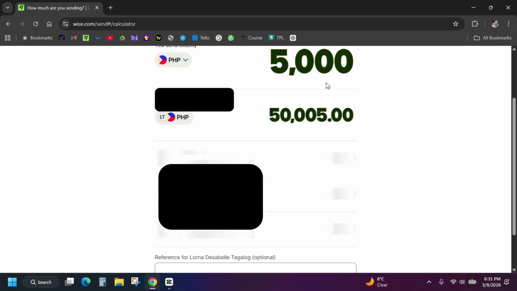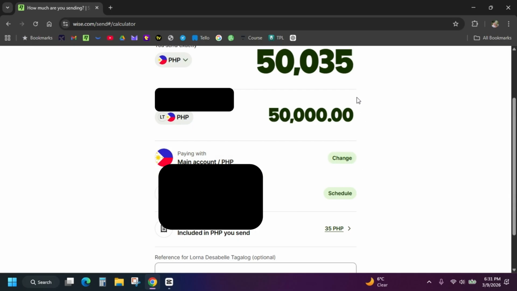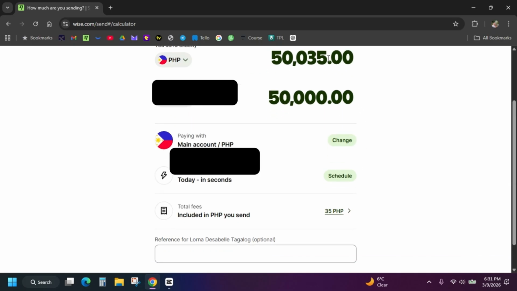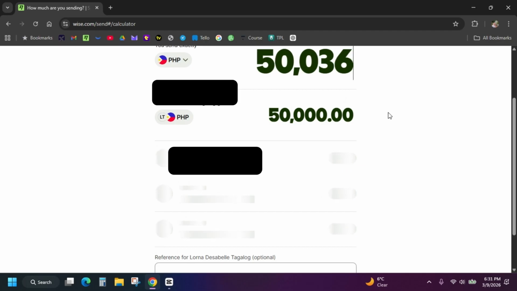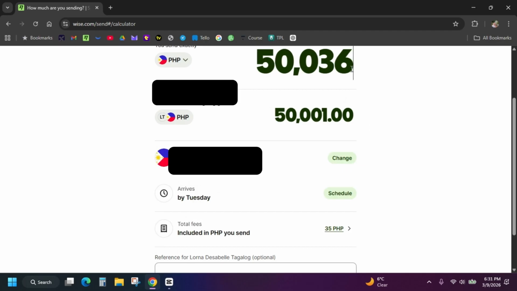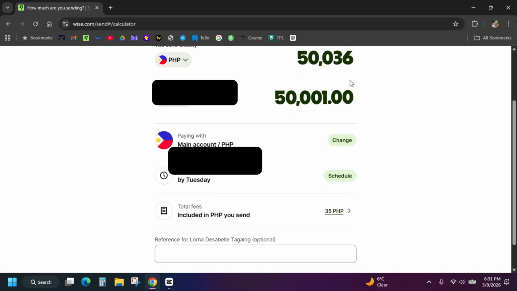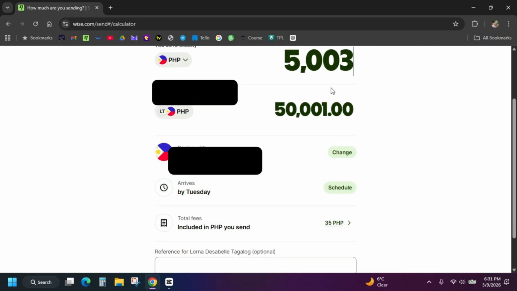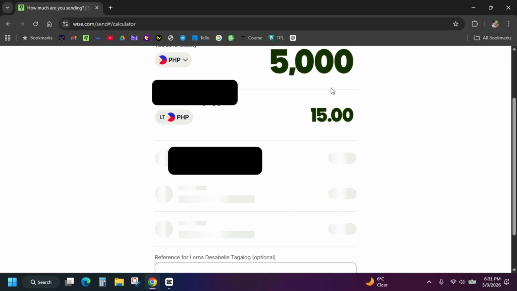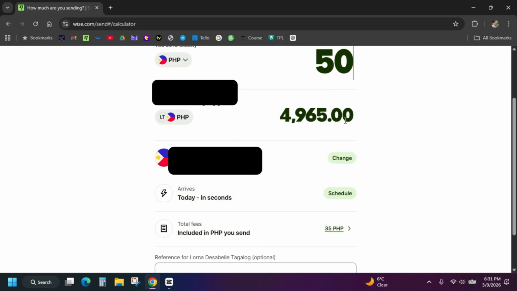I think as soon as you go a tick over 50,000, if you do 50,000 plus the fee, you're fine. But as soon as you go over 50,000 and the fee, then it's going to say it's going to take like a day, like Tuesday's tomorrow. So if it's less than that, like say you're just doing 5,000, it's going to do it within seconds.